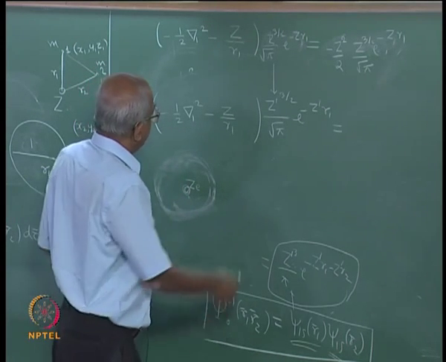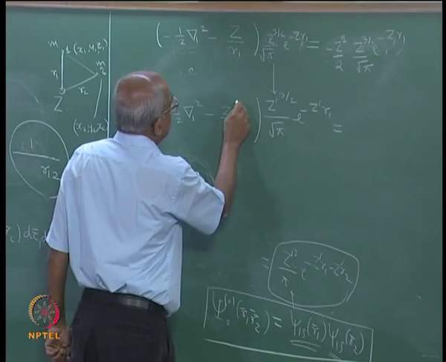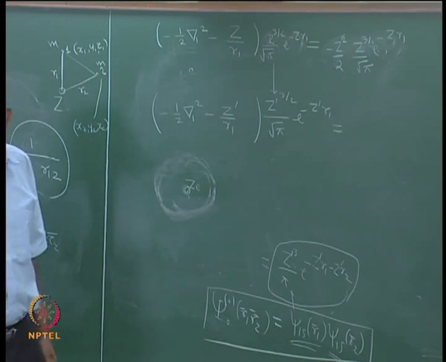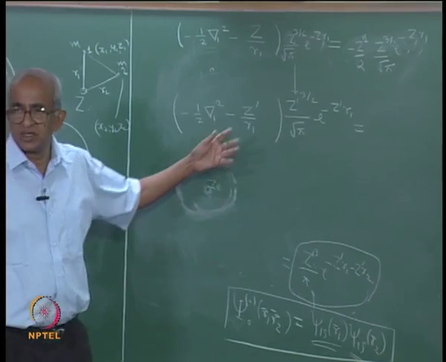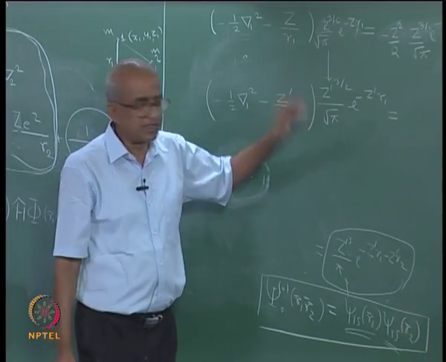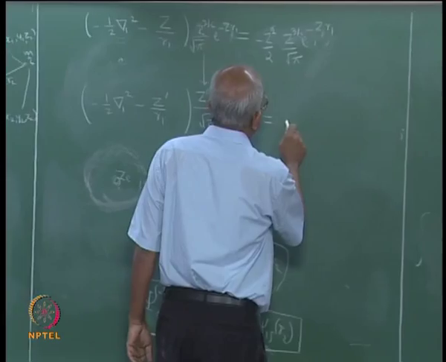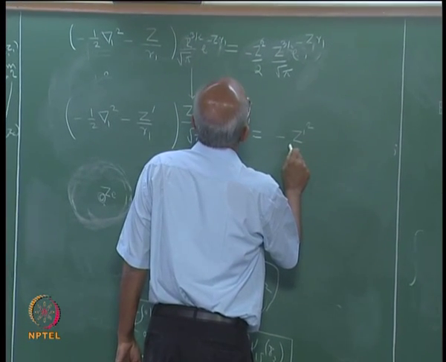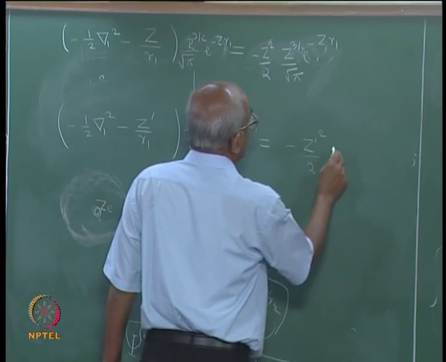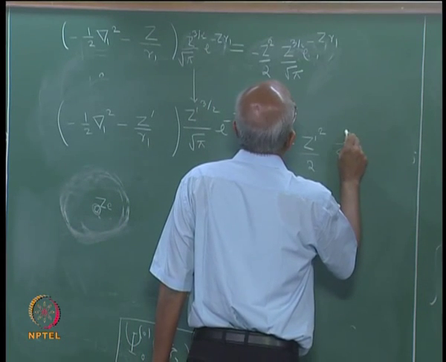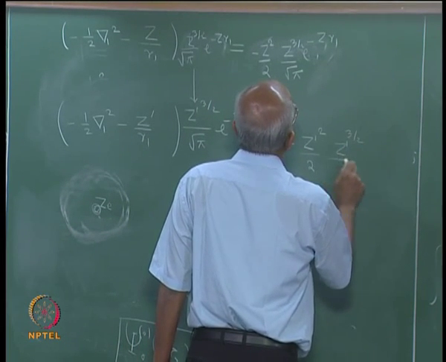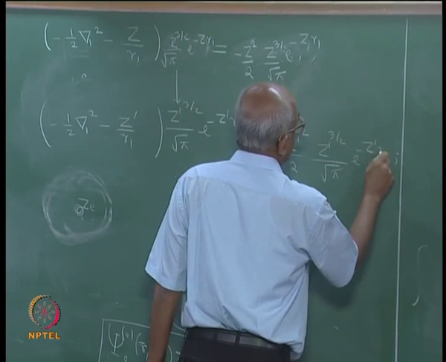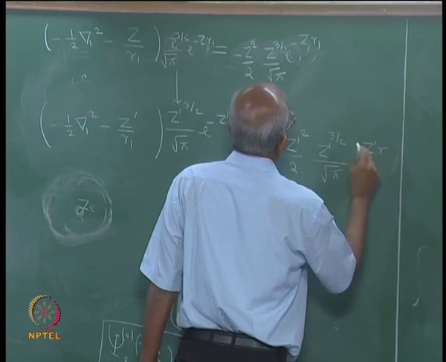What I can do is imagine that if I change this Z to Z prime, then it is as if the nuclear charge is now Z prime, and therefore I shall get an answer which is minus Z prime squared divided by 2, times Z prime to the power of 3 by 2 divided by root pi, e to the power of minus Z prime R1 actually.